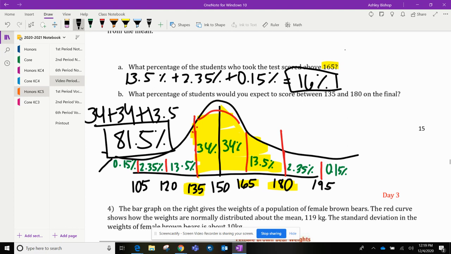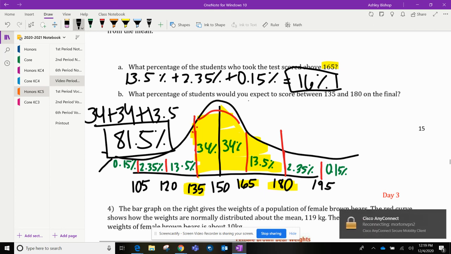Alrighty, so it's not too bad, but make sure you practice with these notes. You take the time to do them, and then we'll practice on Monday together. Let me know if you have any questions.